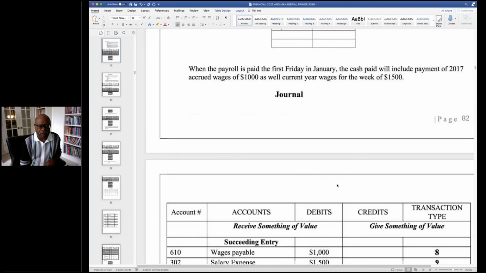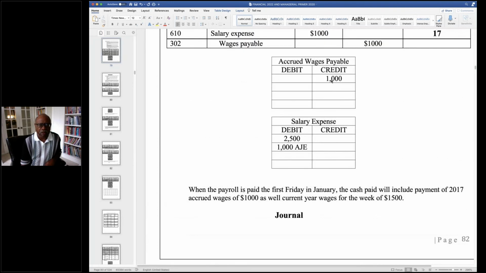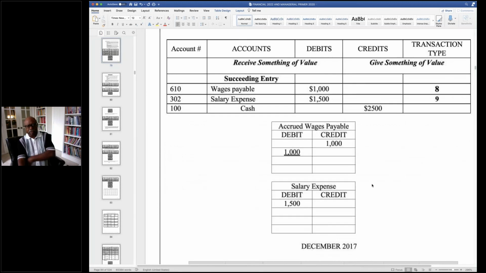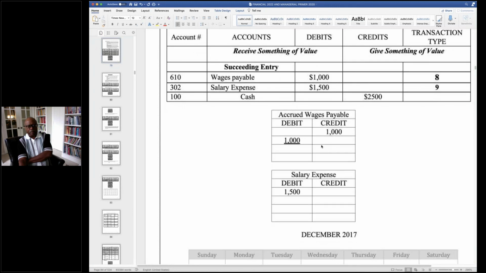So let's see how that looks. You're going to debit wages payable because you got to clear out the accrued wages payable for $1,000. The expense for that next year is only $1,500, and you credit cash for $2,500. When that entry is paid, the accrued wages payable, a subsequent entry, is closed out. So we always do that. Then the salary expense of the $2,500 for the next year is only $1,500. So that's the little change there as we work with accrued wages payable.